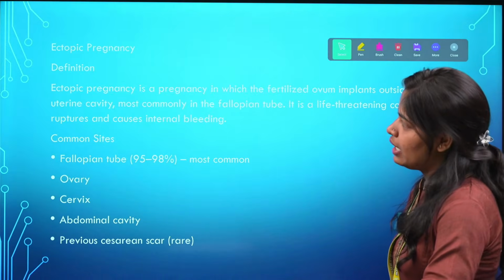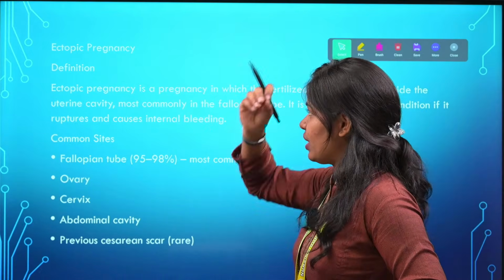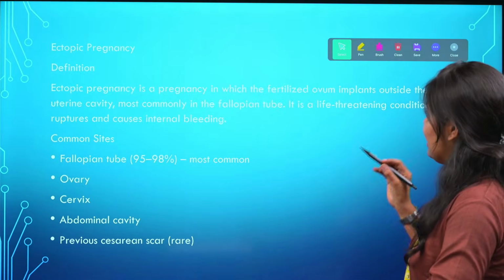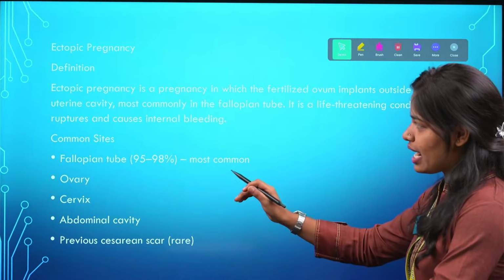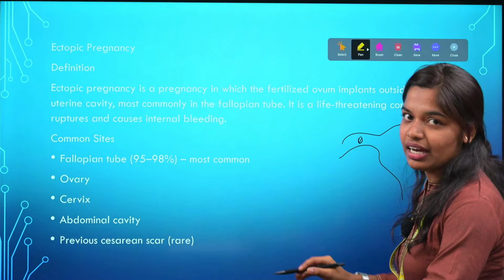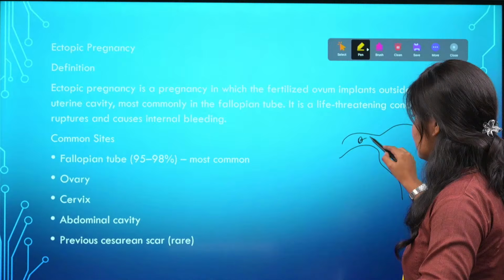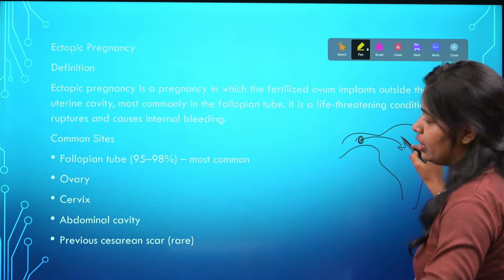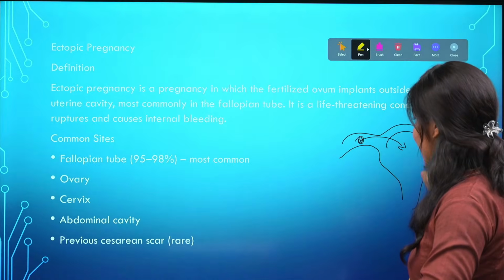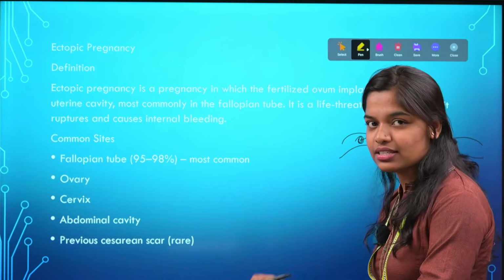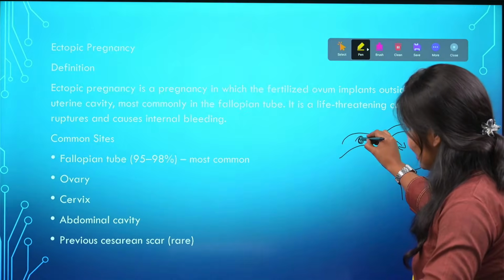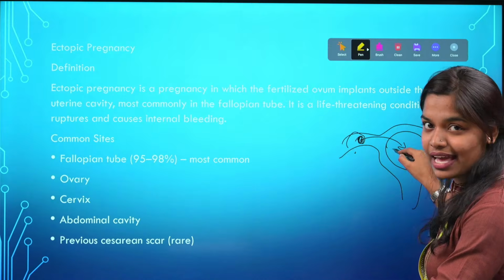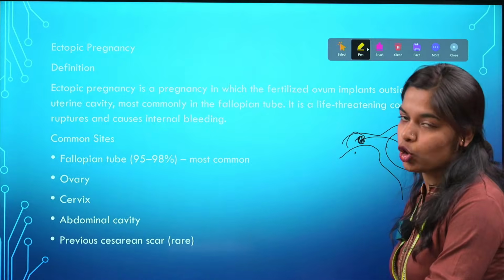Next is ectopic pregnancy. Ectopic pregnancy is a pregnancy in which the fertilized ovum implants outside the uterine cavity, most commonly in the fallopian tube. In the normal condition, the fertilized ovum will enter the uterus and get implanted in the uterine wall. If the fertilized ovum gets implanted in the fallopian tube or anywhere other than the uterus, we will call it ectopic pregnancy.